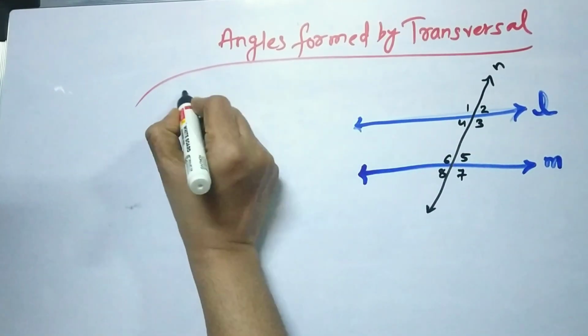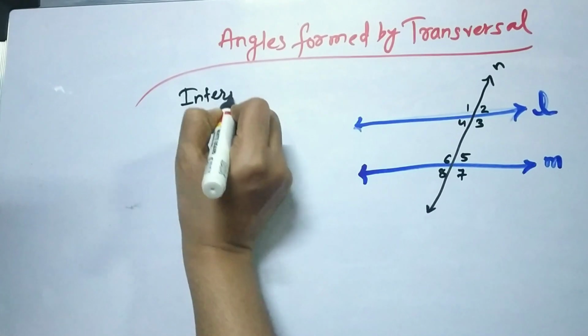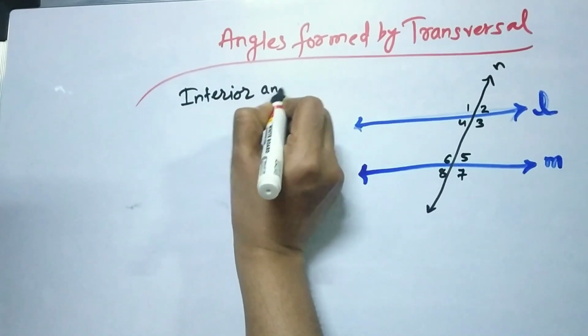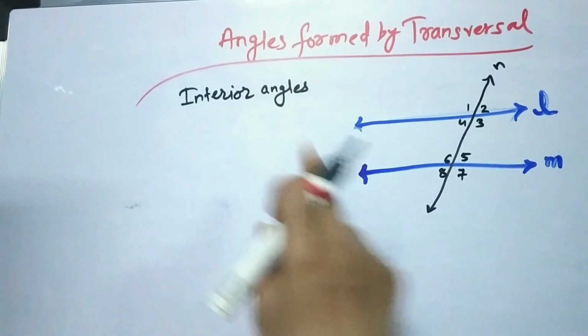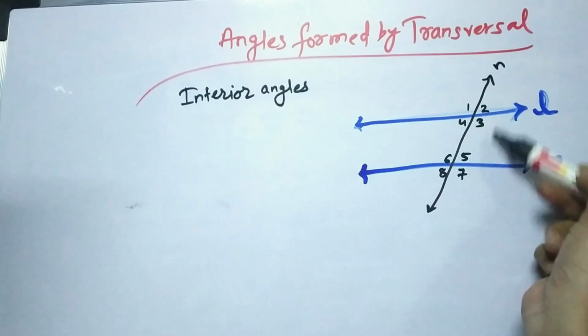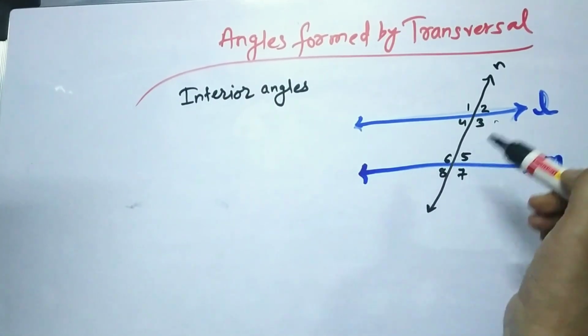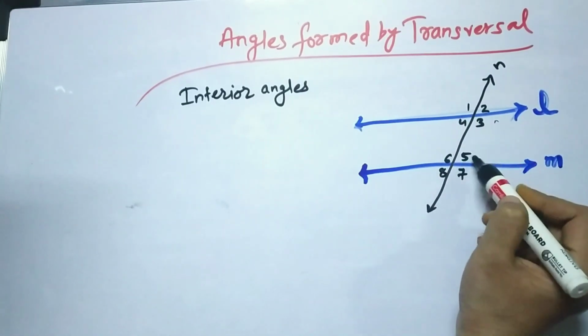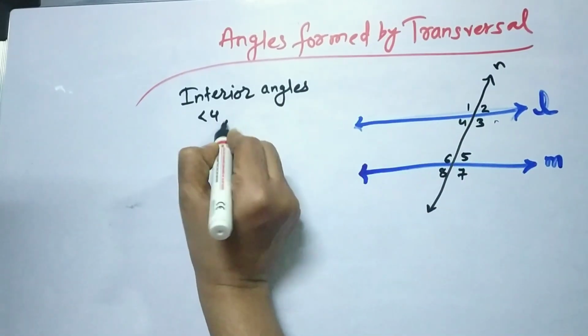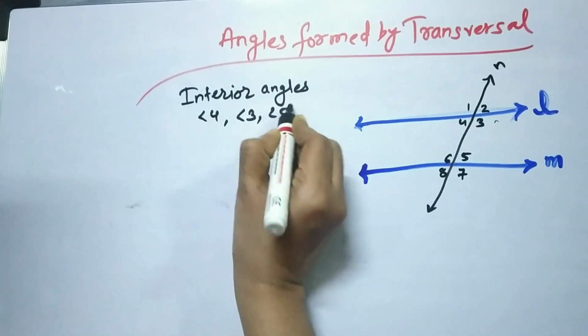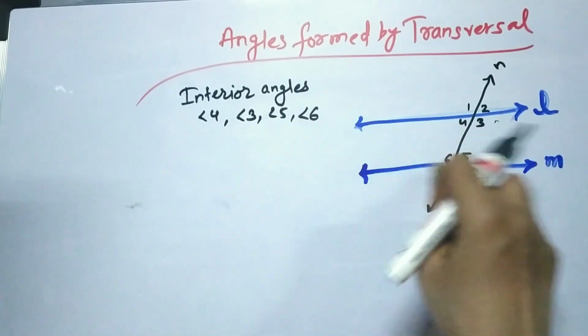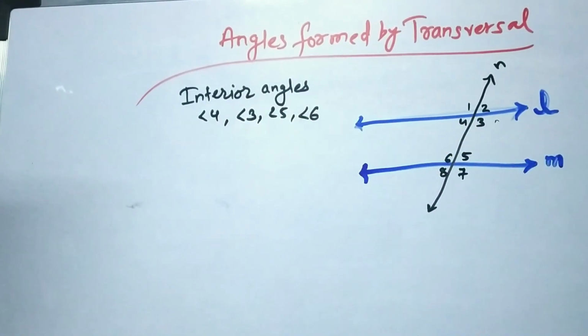So friends, here you can say these are interior angles. So we know that interior angles are formed within these two lines and they are in this interior region. So interior angles are angle 4, 3, 5 and 6. So you can write here angle 4, angle 3, angle 5, angle 6. These are all interior angles.